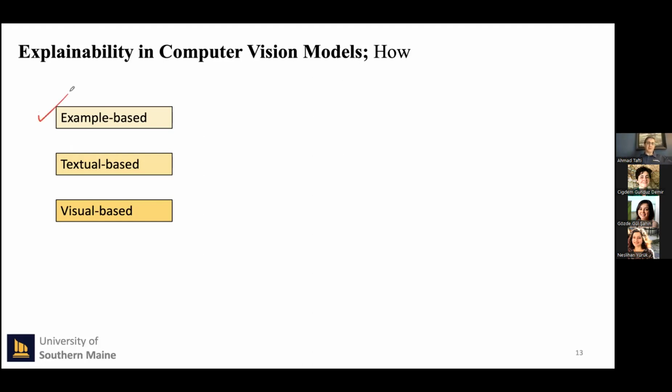One, we call it the example-based strategy. The other one, we can call the textual-based strategy. And last but not least, we can call it visual-based strategies to make AI medical image analysis models explainable. So in the rest of the slides, I will present example-based and visual-based mechanisms to make AI models explainable in medical image analysis. And textual-based, I would be more than happy to discuss beyond this presentation. It is beyond the scope of this presentation.